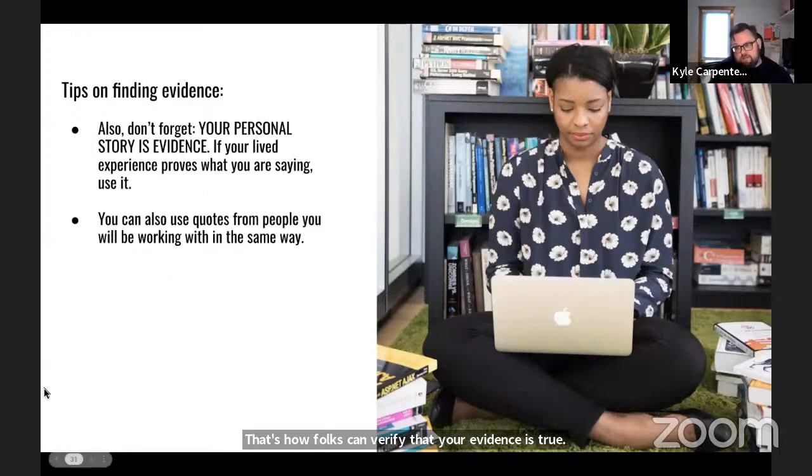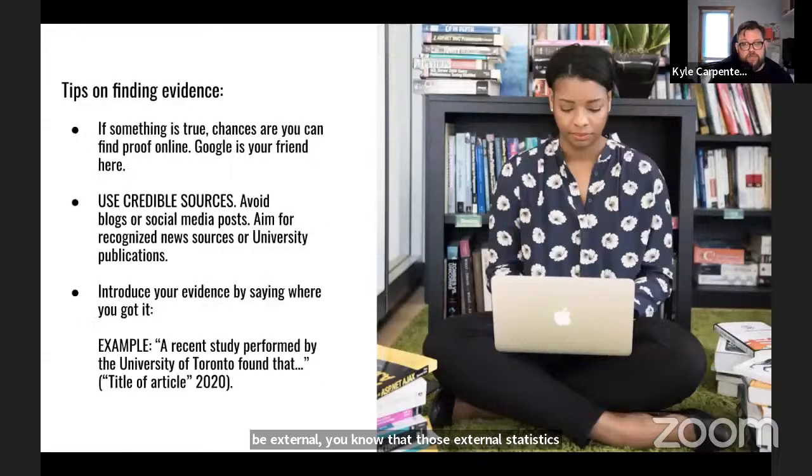And this is true too. It doesn't all need to be external. Those external statistics are really powerful for proving a point, but your personal story is evidence too.